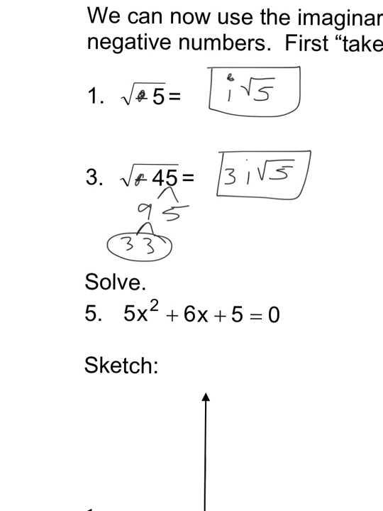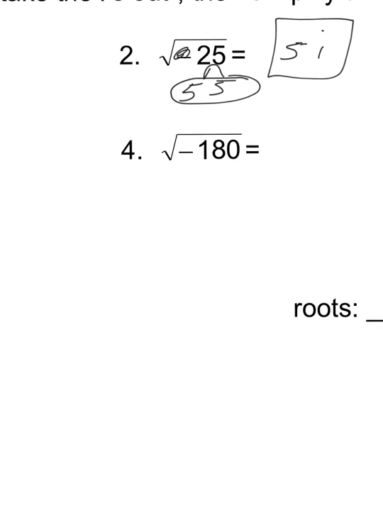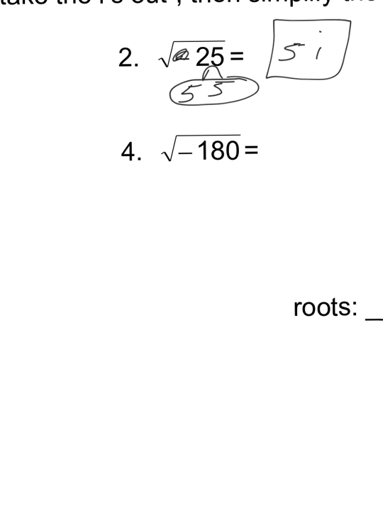Okay, now on the next one, square root of negative 180. So I take out the negative as an i. I break the 180 down. There's multiple ways to break 180 down. There's lots of things that'll multiply to get that. So I'm just going to pick what a lot of the kids picked today, which was 2 times 45. I'm sorry, 2 times 90.